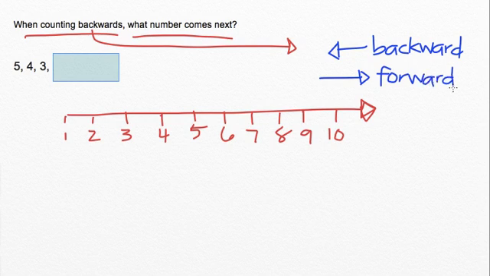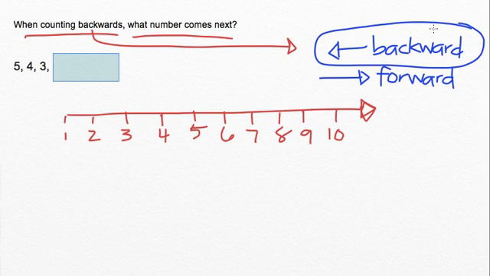But when we count backwards, which is what we're doing for this problem, we actually count so that our numbers get smaller. So we would do 10, 9, 8, 7, 6, and then the rest of the numbers. So you can see the numbers are getting smaller.